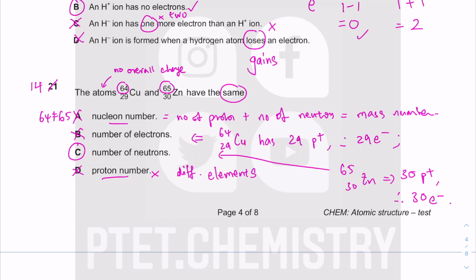Without even counting them, you know the number of neutrons must be the correct answer, which of course you can work out. 64 minus 29 for copper, so what is that? 35 neutrons. That is for copper. And then 65 minus 30 is going to be 35 neutrons. No, hang on, what have I done wrong? Oh yeah, no, that's correct because I've just said that C is the correct answer, and they are the same number of neutrons. This is for copper 64, this is for zinc 65. Both of them have 35 neutrons.